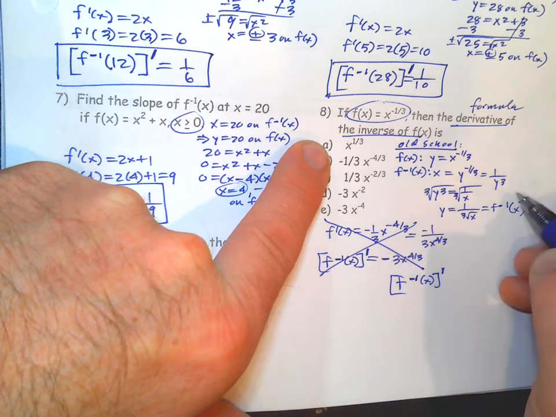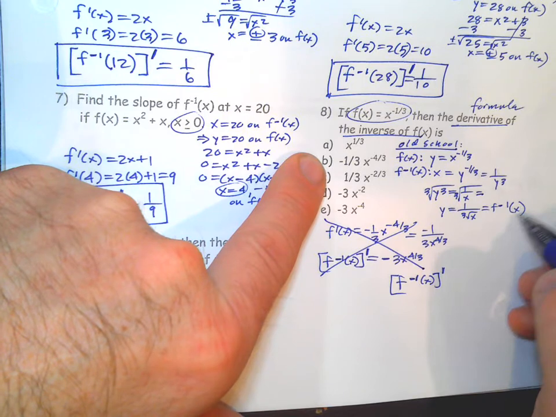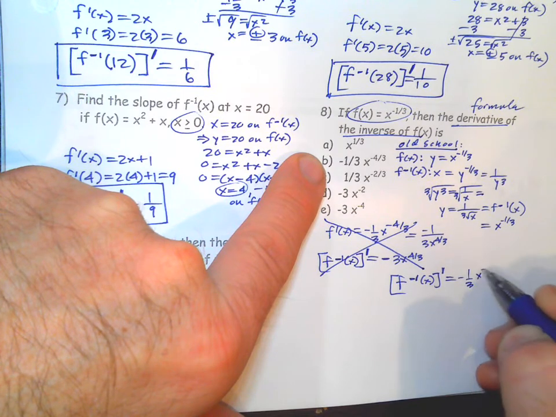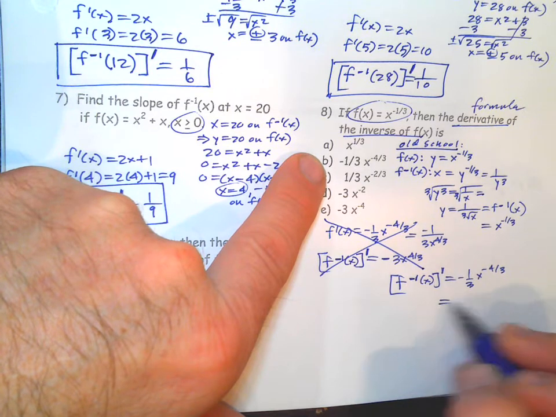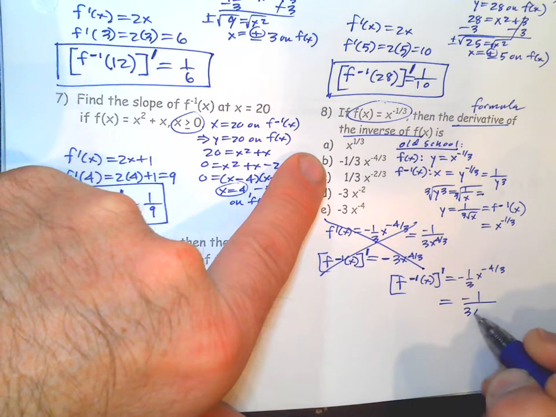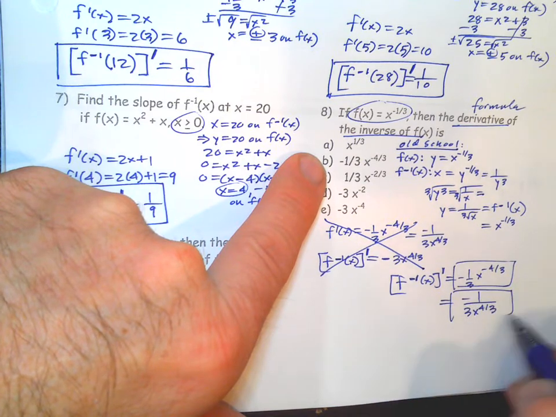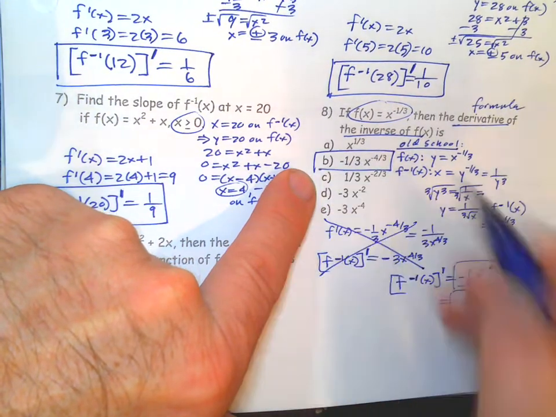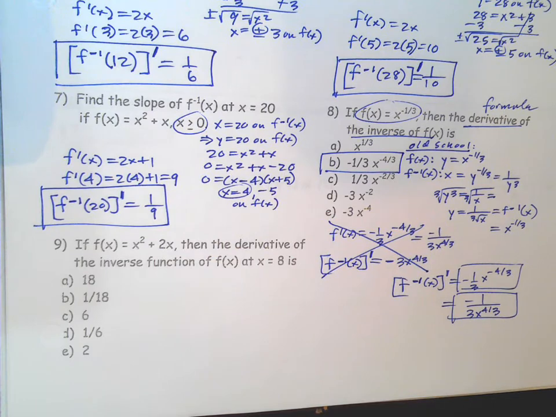I'd go back to, I'd say, oh, this is the same thing as x to the negative 1/3. So that's going to be negative 1/3 x to the negative 4/3, which is negative 1 over 3 x to the 4/3. Let's see, which one of these, looks like a B is the correct answer. Even though I picked something else, it might work.